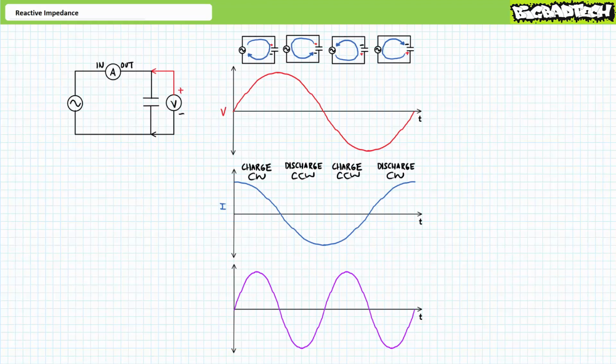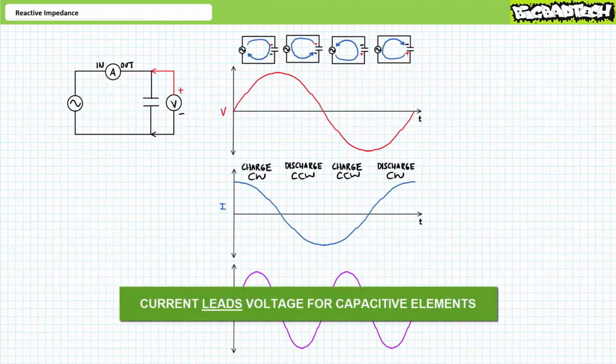Long story short, current leads voltage for capacitive elements because a change in current must precede a change in voltage as the capacitor stores and releases energy in its associated electrostatic field. I say again, current leads voltage for capacitive elements. This is why a purely capacitive element always experiences a current waveform 90 degrees in advance of the voltage waveform when calculated using phasor equivalence.